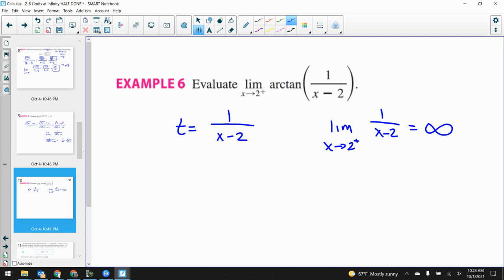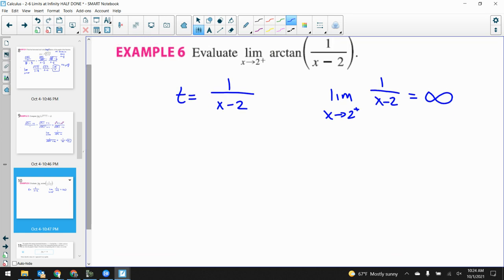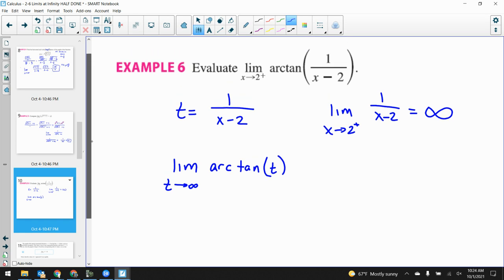Okay. Well, if I know this is true, if I know the limit as x goes to 2 from the positive of 1 over x minus 2 goes to infinity, then I can substitute in and say, I can actually evaluate the limit as t goes to infinity of arctangent of t. This whole thing, I can kind of bring this limit in, apply it to the inside piece, and then find the limit of the solution. What I'm saying here is, I apply the limit as x goes to 2 from the positive to this inside piece. I evaluated it to be positive infinity.